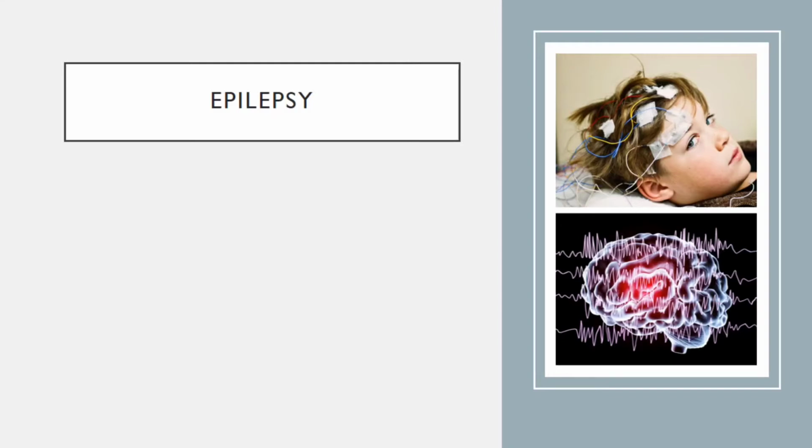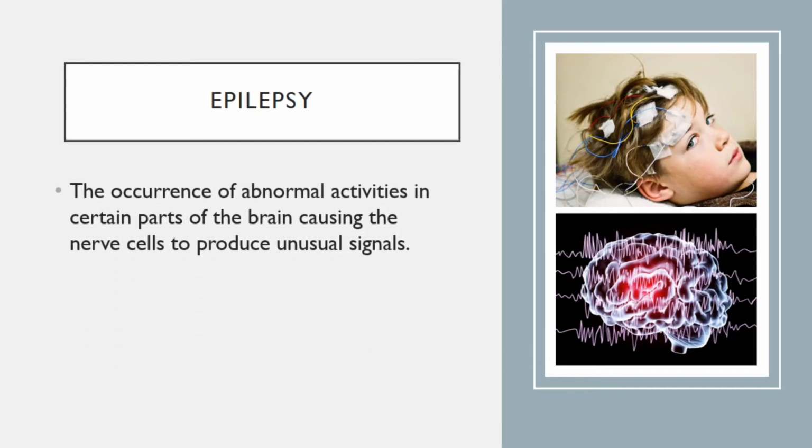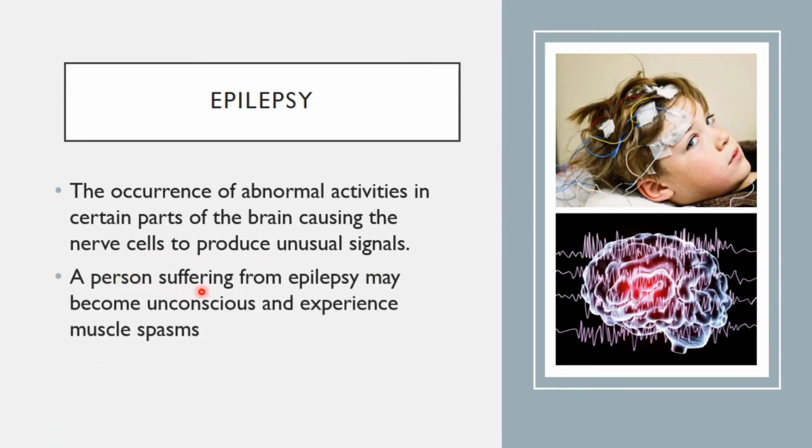Epilepsy is characterized by seizures caused by the sudden discharge of electrical charges in the neurons. The occurrence of abnormal activities in certain parts of the brain causes the nerve cells to produce unusual signals. A person suffering from epilepsy may become unconscious and experience muscle spasms.